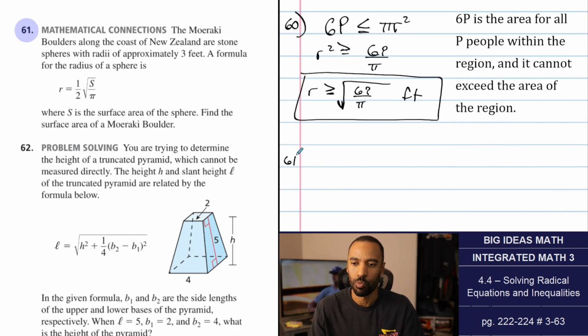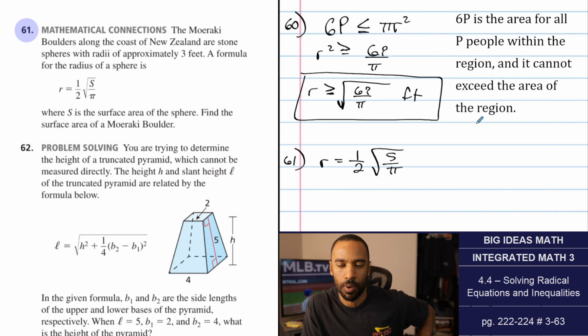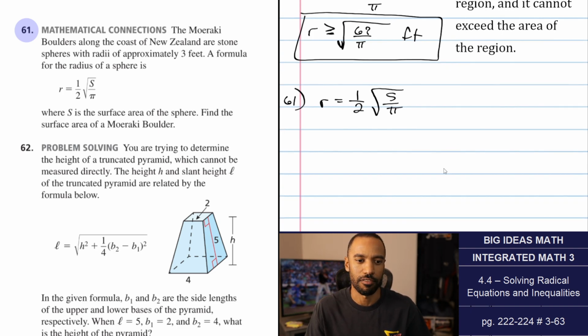All right, number 61. 3 more questions. The Moeraki boulders along the coast of New Zealand are stone spheres with radii of approximately 3 feet. A formula for the radius of a sphere is this. Yeah, this is taking 4/3 pi r cubed, and I guess solving for, well, S is surface area. So they're doing a lot of work on this to get radius by itself. Okay, that's fine. Where S is the surface area of the sphere, find the surface area of a Moeraki boulder.